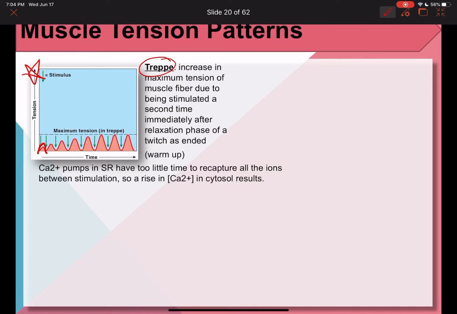What happens is that there's too little time when the relaxation of the muscle fiber starts to allow all the calcium ions to be pumped back into the sarcoplasmic reticulum. Because if we think about it, if we're just talking about a twitch, it goes through contraction, relaxation, and then a little bit of latent phase once more, and then contraction, relaxation. What happens in a treppe is that you're not allowing this whole relaxation and latent phase to begin again. You're immediately hit with the second stimulus to come through. There's no time for the sarcoplasmic reticulum to pump all those calcium ions back in, so calcium ions are remaining within the cytosol.